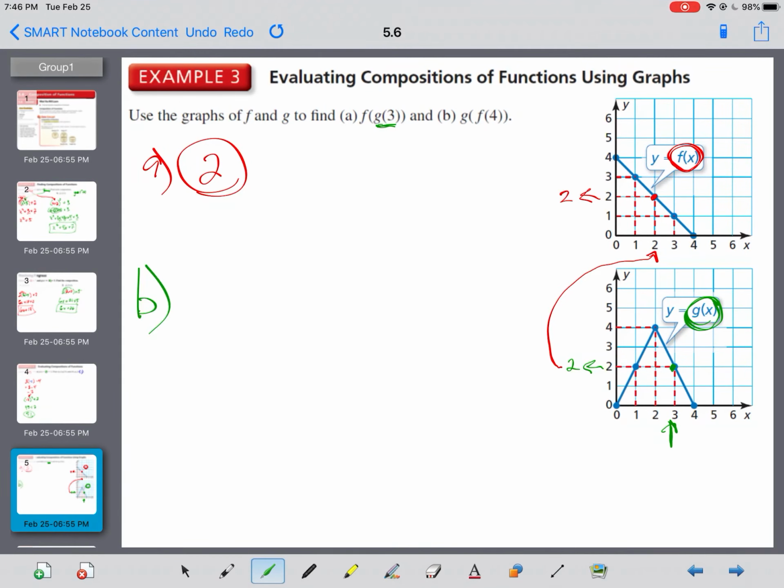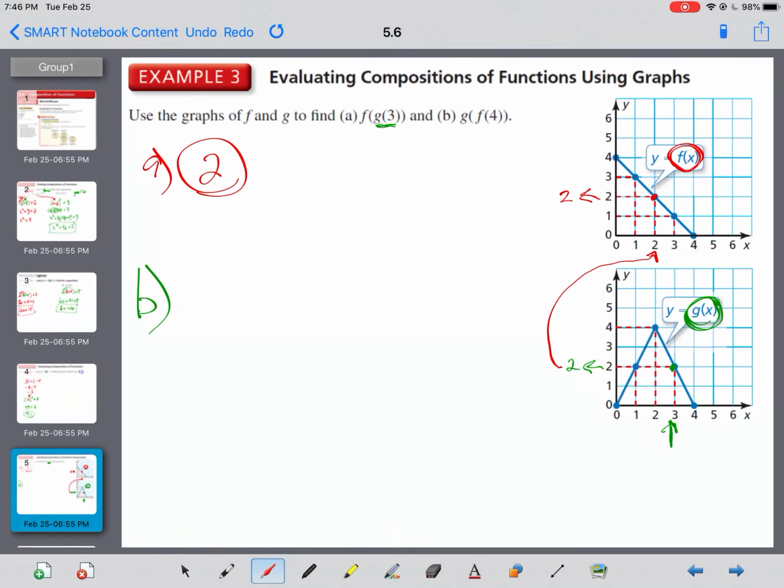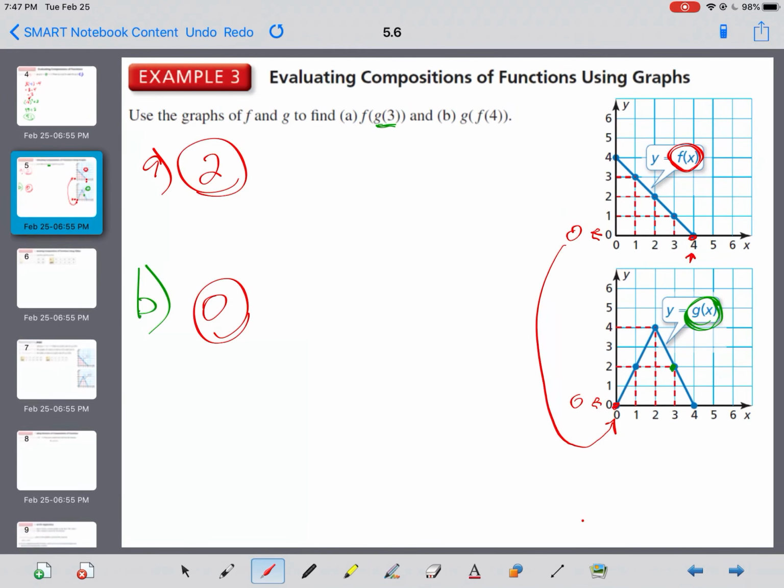If we look at B, we're going inside. We're going f first. So I'm going to erase my tracing of my inputs and outputs. This time the input into f is 4 first, which outputs at 0. Then I'm going to come down here and input 0, and it outputs at 0. So 0. And that's how you use a graph to do it.